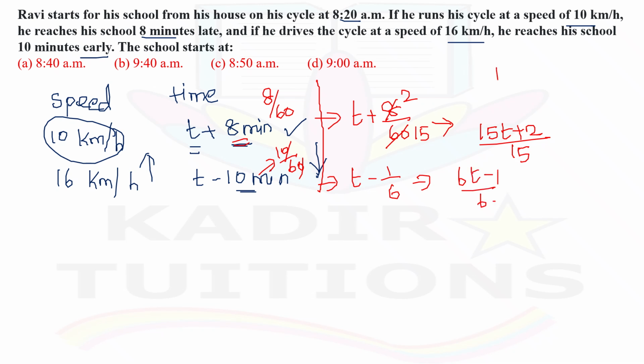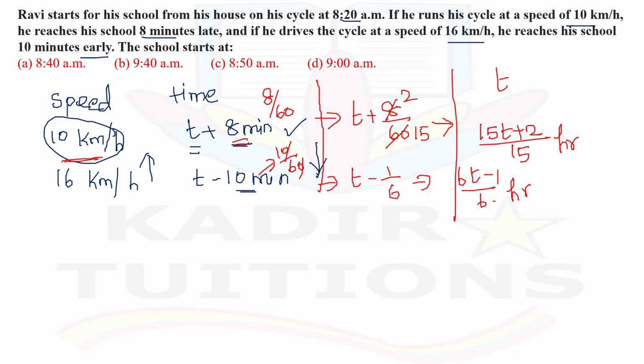So now our times are like this. For 10 kilometers per hour, what is the time taken? 15t plus 2 divided by 15 hours. And for 16 kilometers per hour, the time taken is 6t minus 1 by 6 hours.